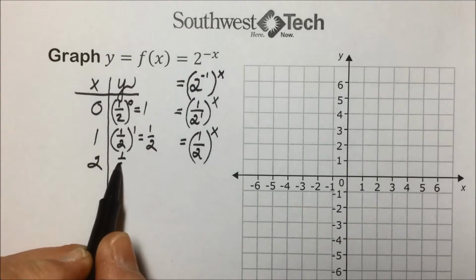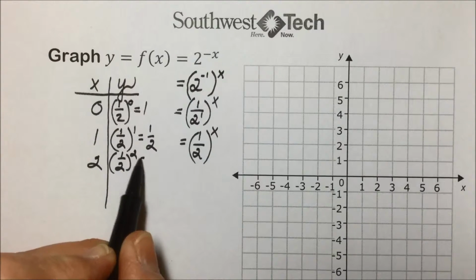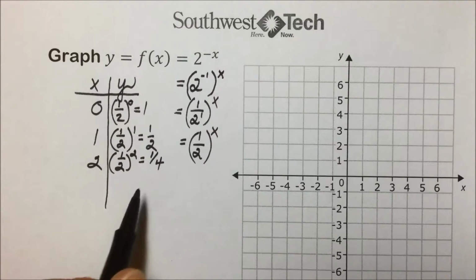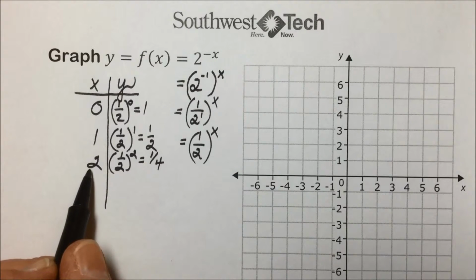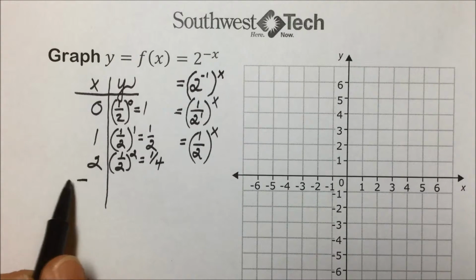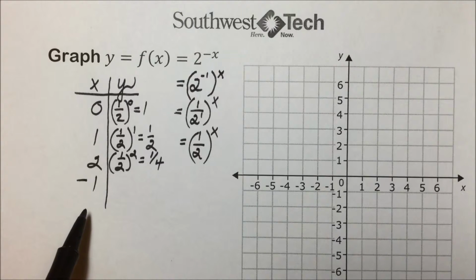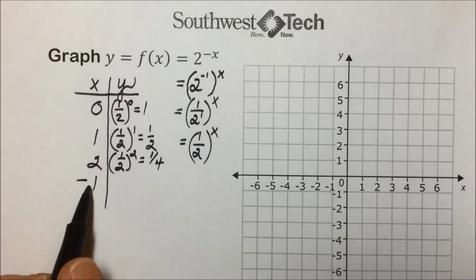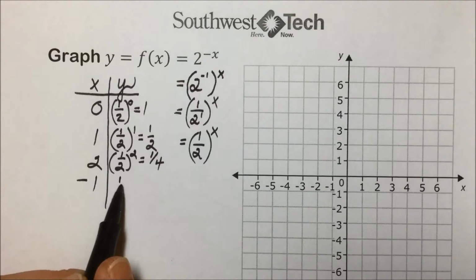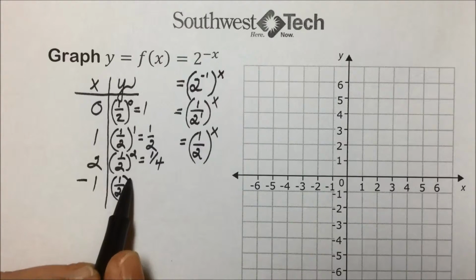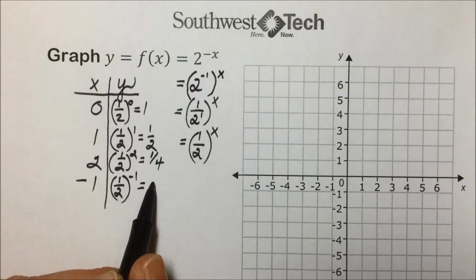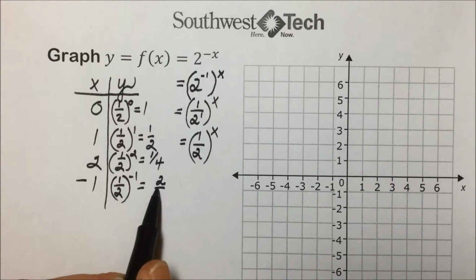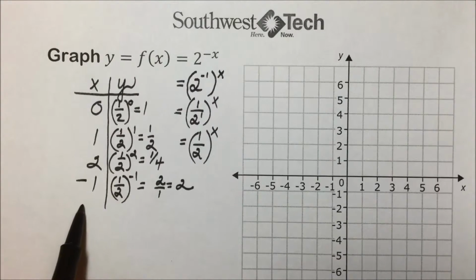X equal 2, we'd have 1/2 to the second power. 1/2 times 1/2 is 1/4. This is going to get ever smaller when our x is increasing. Let's see what happens when we choose negative values for x. So here, putting in a -1, we will have 1/2 to the -1, which means we're going to invert this fraction, which ends up giving us 2/1, or simply 2.